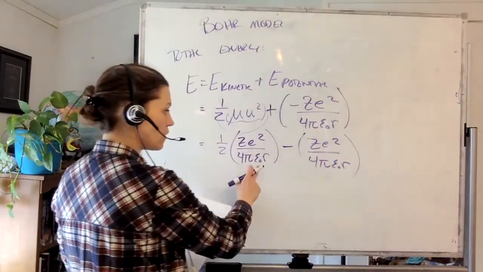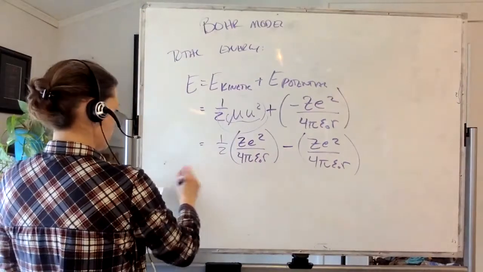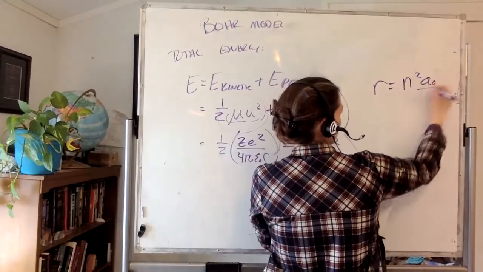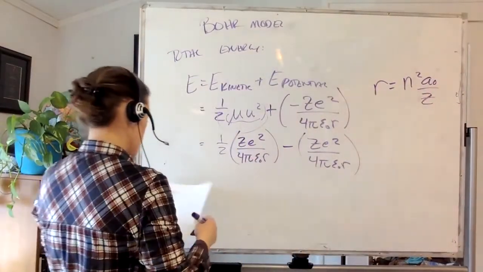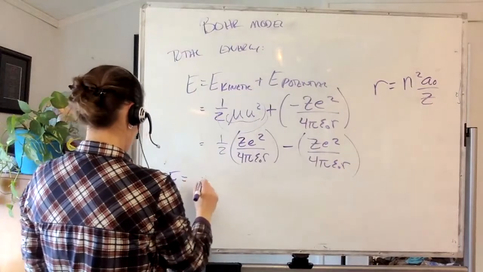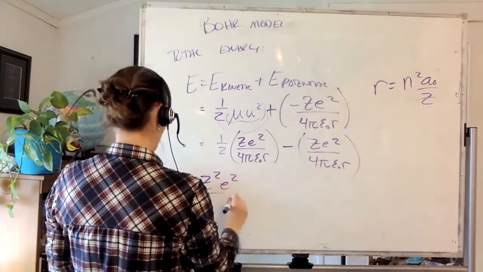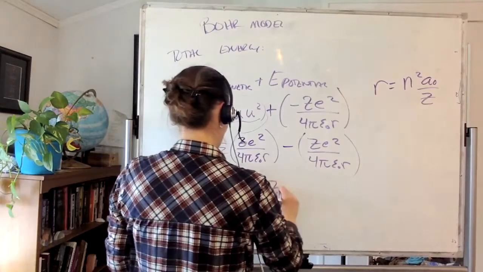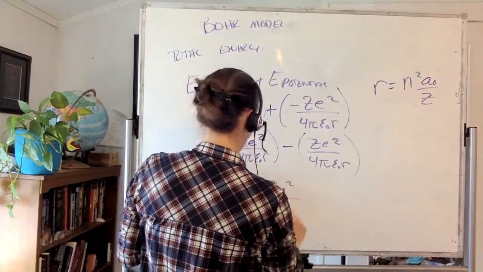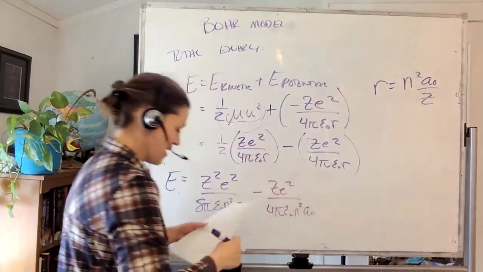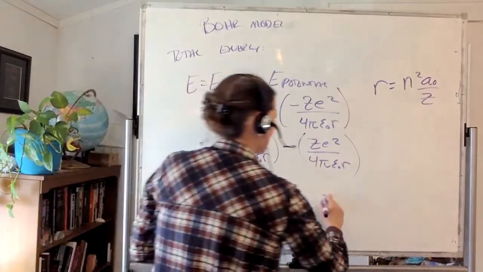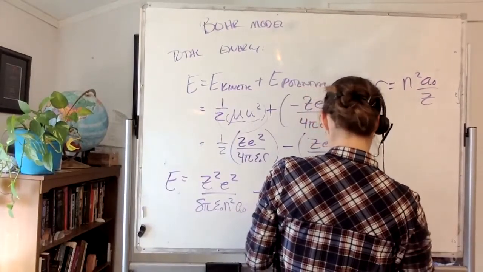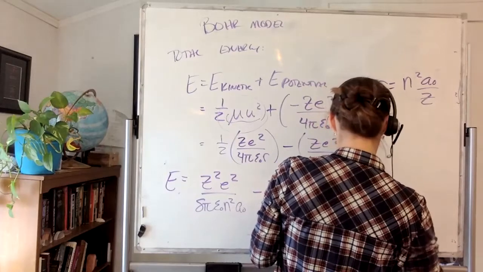Recall now that we know what r is. r equals n squared a0 over Z, where a0 is the Bohr radius, which means that the energy is equal to Z squared e squared over 8 pi epsilon naught n squared a0 minus Z e squared over 4 pi epsilon naught n squared a0. When you combine these two, the energy equals minus Z squared e squared over 8 pi epsilon naught n squared a0.